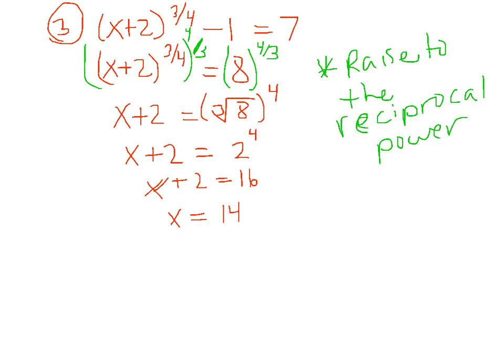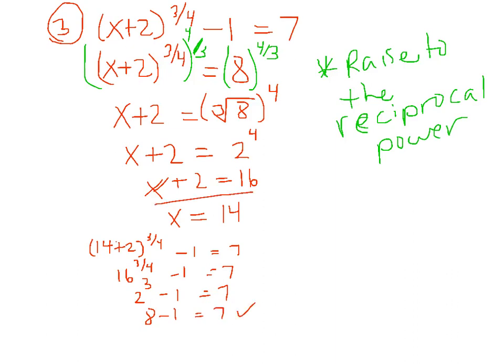Again, we want to plug that in. We get 14 plus 2 to the 3/4 power minus 1 equals 7. So we get 16 to the 3/4 power minus 1 equals 7. 16 to the 3/4 power is the 4th root of 16, which is 2, cubed, minus 1. 2 cubed is 8, minus 1, and that does indeed equal 7, so we know our answer checks out, and this one is okay. So far we've not come across any extraneous solutions.